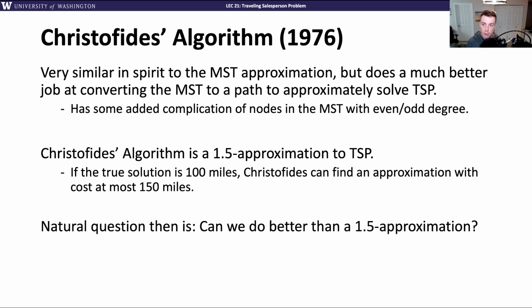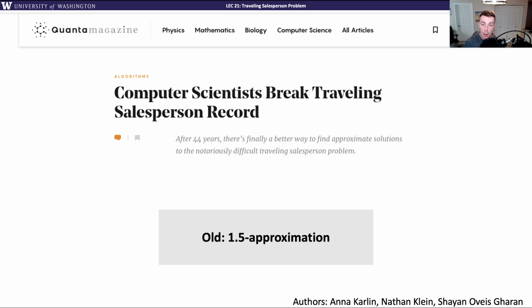People thought about this for over 40 years, and no one was able to come up with a better approximation. But this year, there were some recent headlines about some Allen School professors and a grad student that actually did break this record. So this is an article from Quanta magazine, and the headline says, "Computer scientists break traveling salesperson record. After 44 years, there is finally a better way to find approximate solutions to the notoriously difficult traveling salesperson problem."